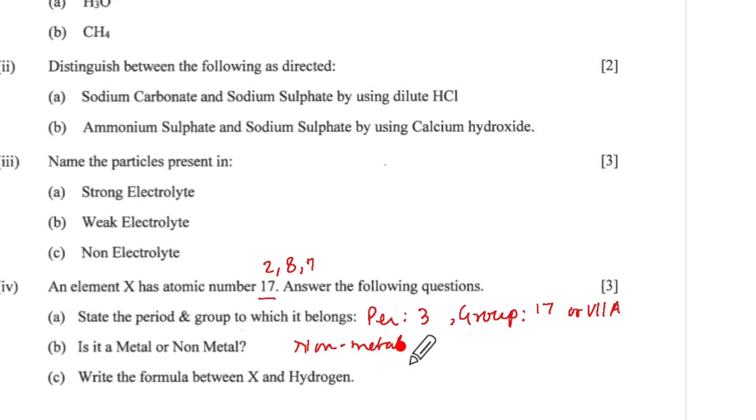Why is it a non-metal? Since it has got 7 electrons, 4, 5, 6, 7 electrons, it means it's a non-metal. Write the formula between X and hydrogen. Now X is your chlorine and hydrogen, so it's going to be HX, like HCl. This is chlorine, right? So this is how we finish our entire paper.